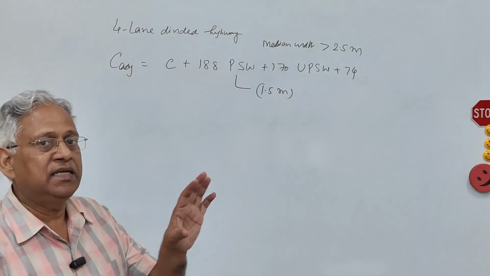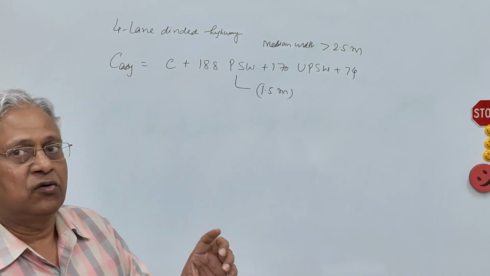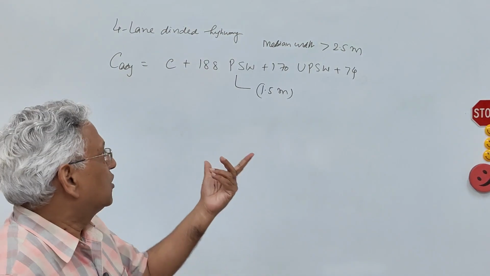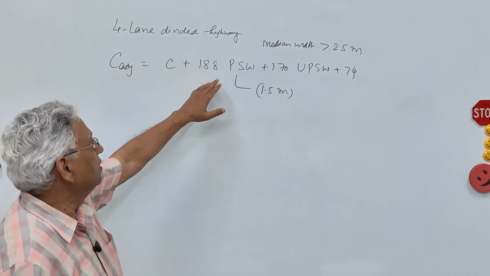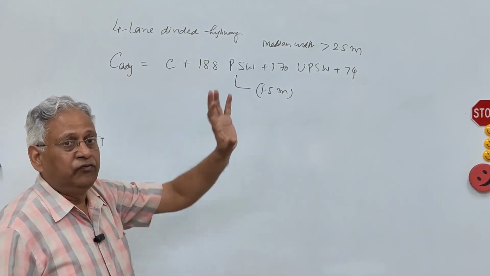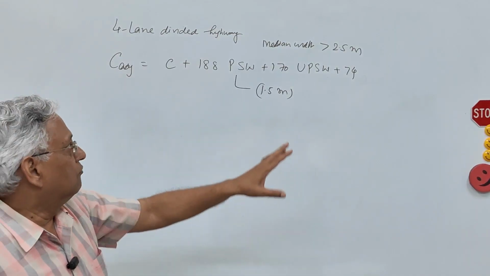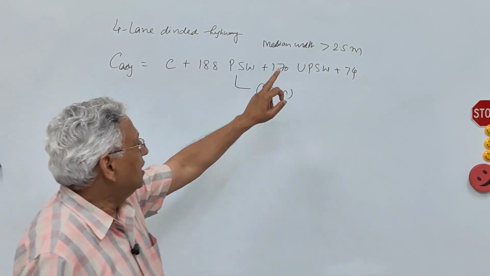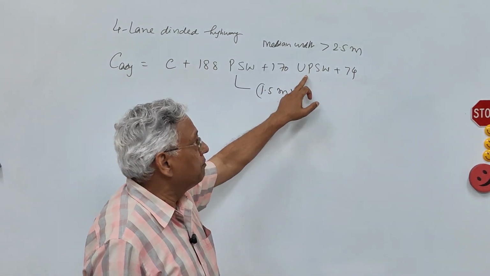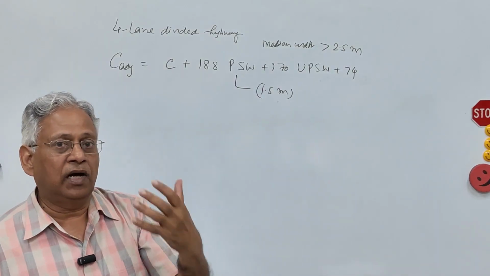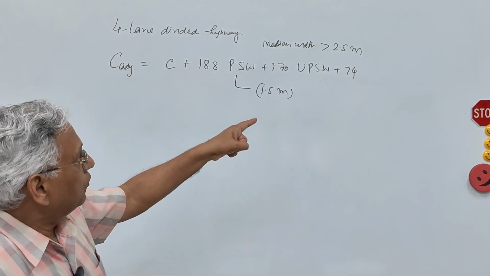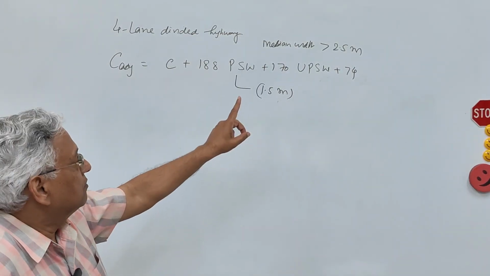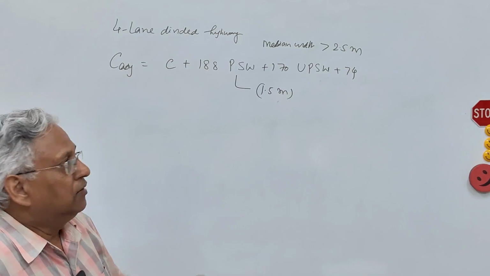What does it mean? That the base condition assumes that you provide paved shoulder of 1.5 meter. If it is not 1.5 meter, let us say you provide a shoulder of 1 meter, then in that case it will be minus 0.5. If the shoulder is 2 meter, then it will be plus 0.5. So 1.5 is taken as the base value. And this is the shoulder width of unpaved, width of unpaved shoulder. 74 is added because that is the influence of median width. If median is more than 2.5 meter wide, then we add 74.